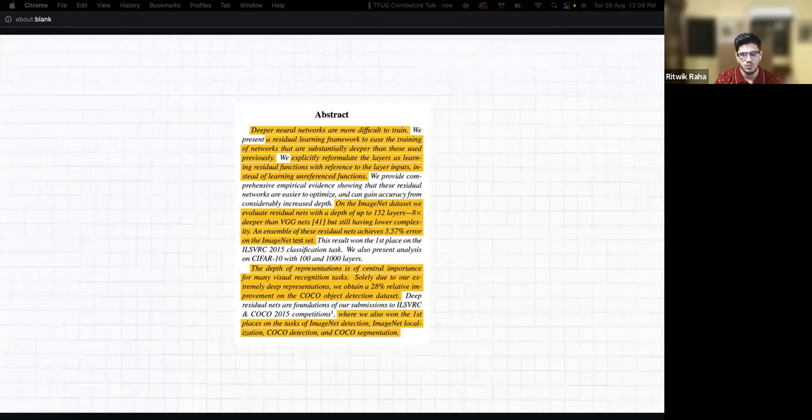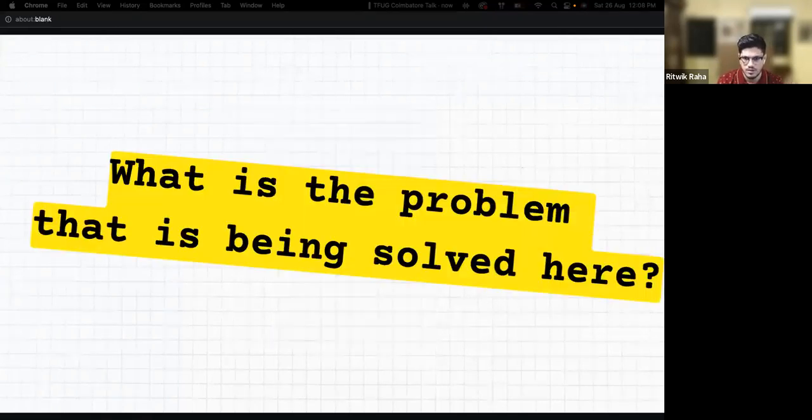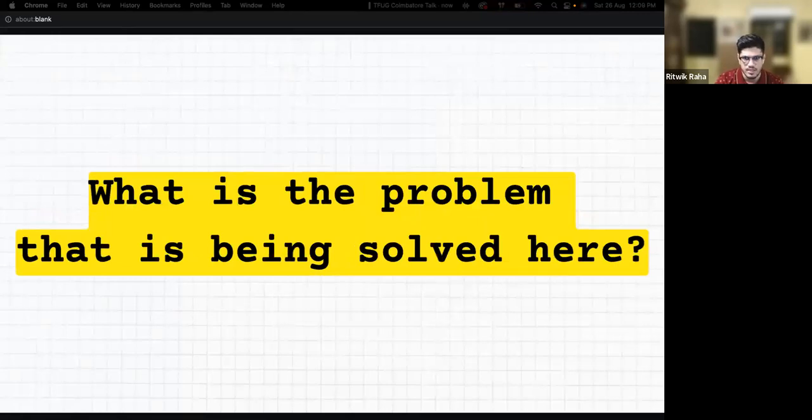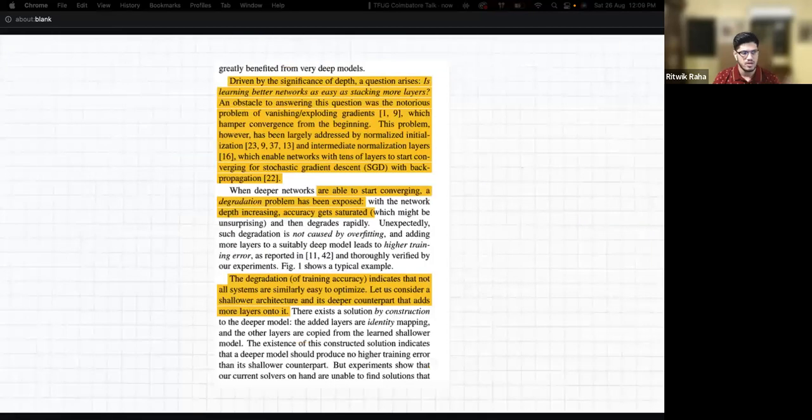When tested, they found that the ResNet architecture actually improves training and the loss decreases rapidly. But what actually is the problem that is being solved here? The paper in question aims to ask a central question: in terms of deep neural networks, is deeper always better? What that essentially translates to is, if we stack more layers, is it always going to help us?